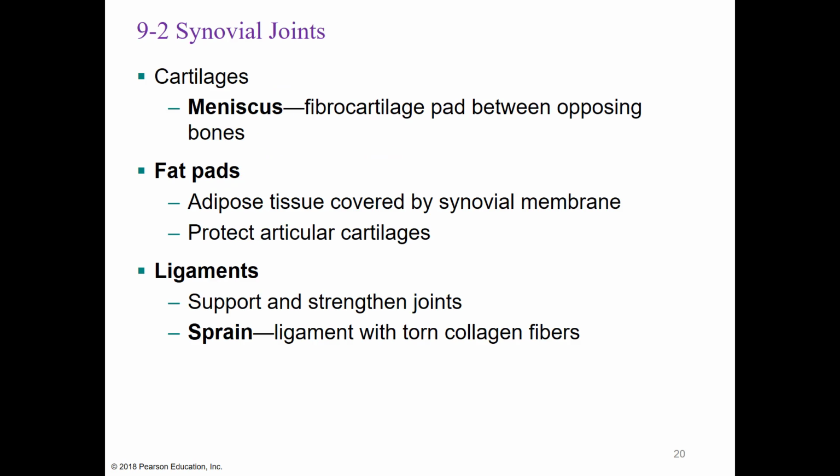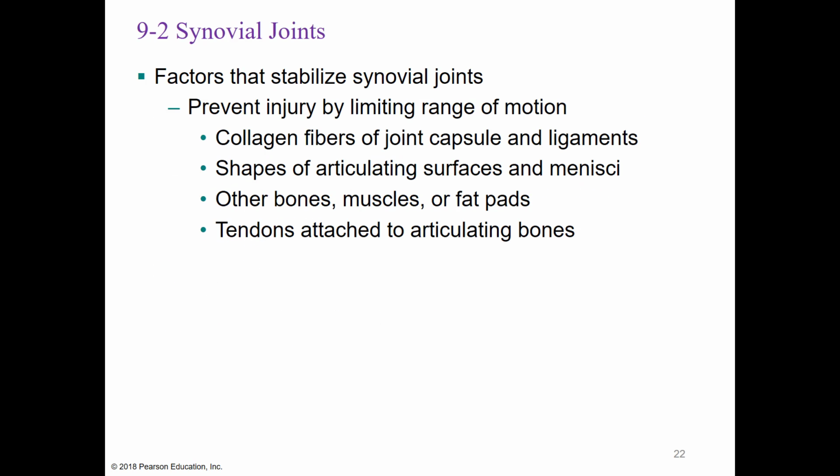Okay, so some other factors that stabilize synovial joints and prevent injury by limiting range of motion: collagen fibers of the joint capsule and the ligaments, the shape of the surfaces of the joint and the menisci, so that would be more than one meniscus, other bones, muscles, and fat pads, and tendons attached to the bones of articulation. So all of these things can help to stabilize the joint, even though we consider them relatively weak in comparison to the other types of joints.